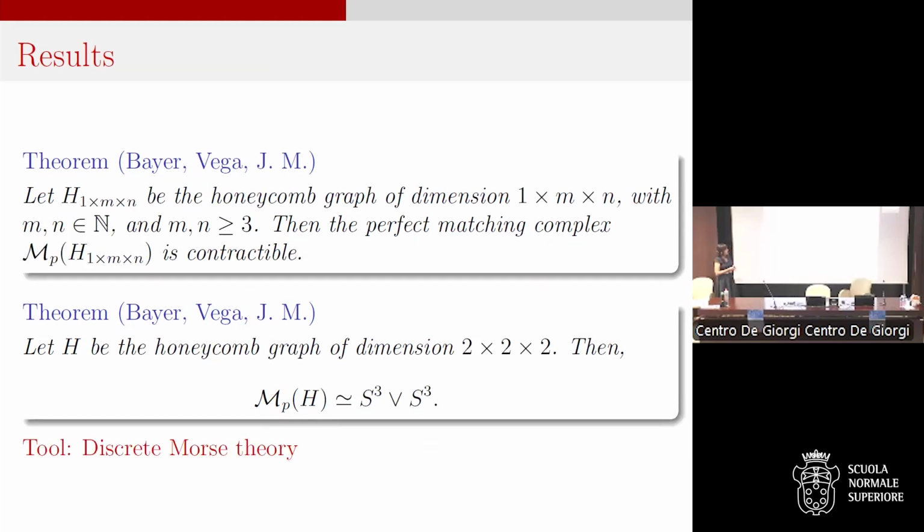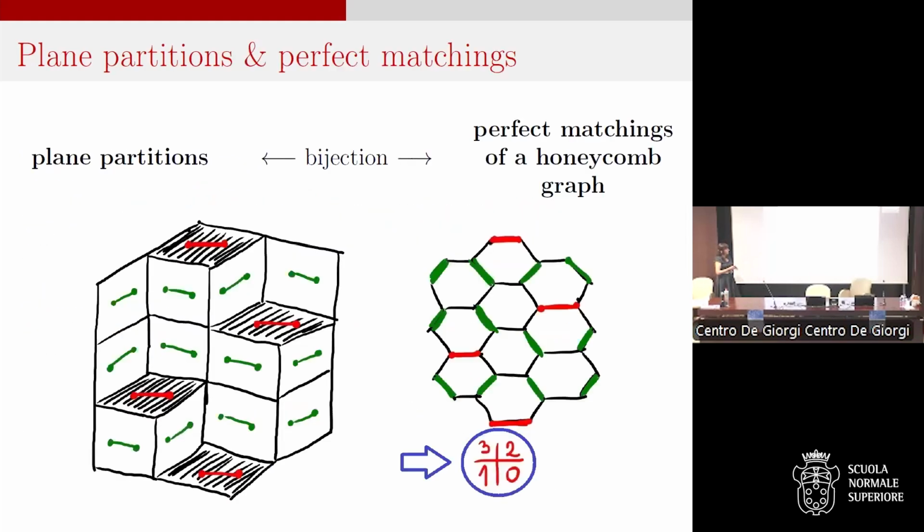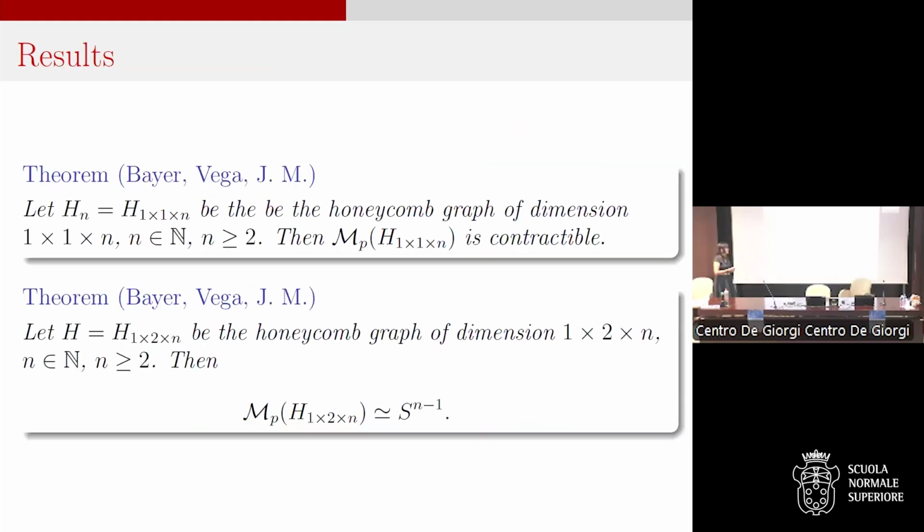And when we have 1 times m times n, we again have contractible when m and n are at least 3. And for 2 by 2 by 2, we have a wedge of 2 as 3 spheres. And here we used discrete Morse theory, but we didn't look at perfect. We look at these codes, and essentially we did things there.